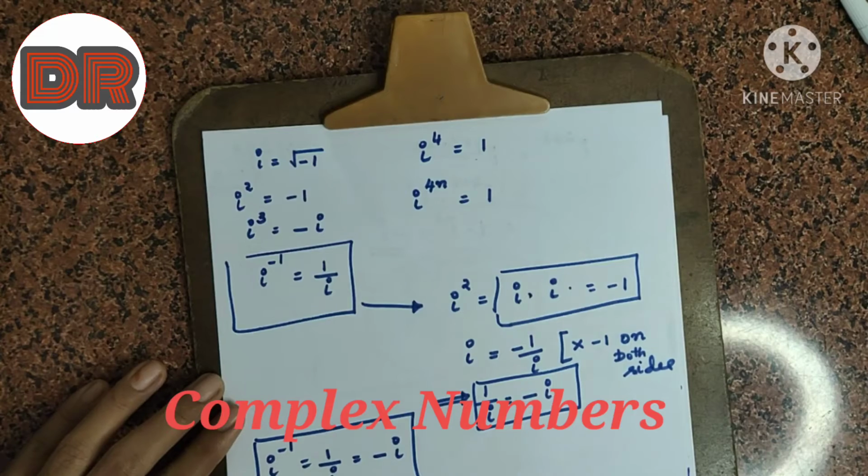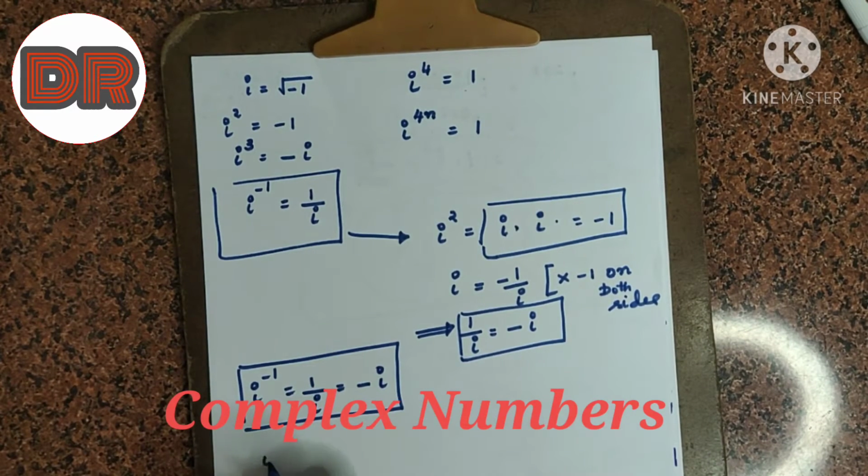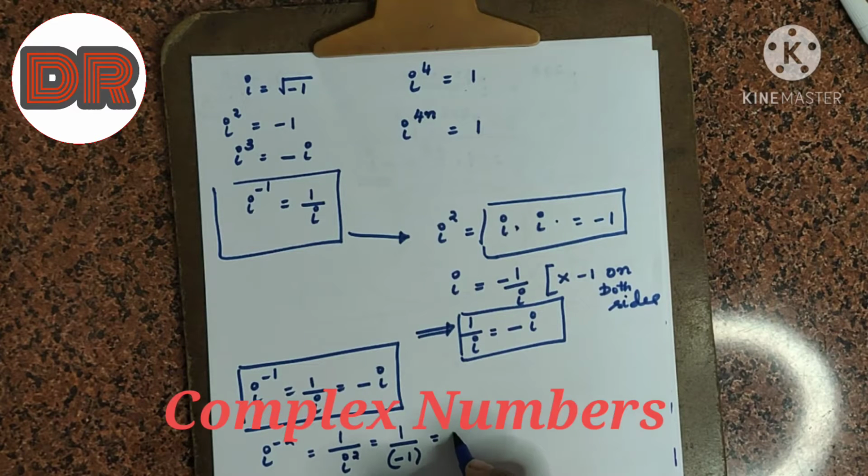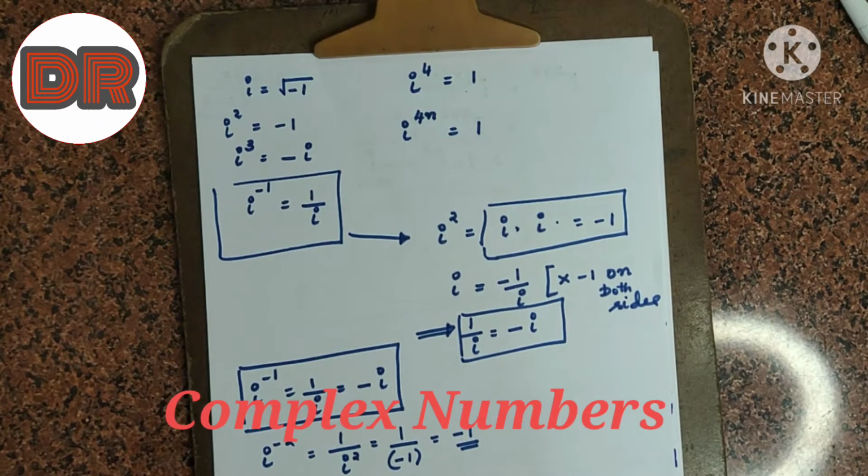Similarly, we can write i to the power -2. So i to the power -2 is 1 by i square. Now we know the value of i square is -1, so this is 1 by -1, which is nothing but -1. Next, we have i to the power -3. So it is 1 by i cube, which is -1 by i.